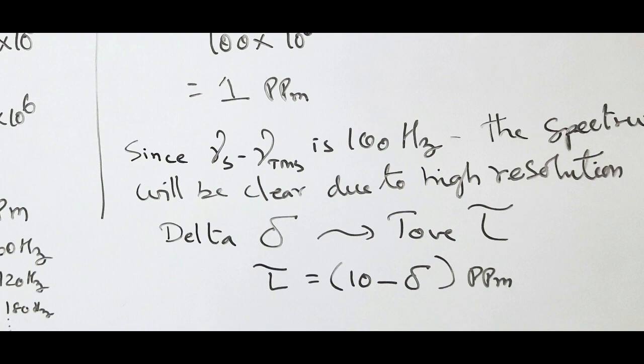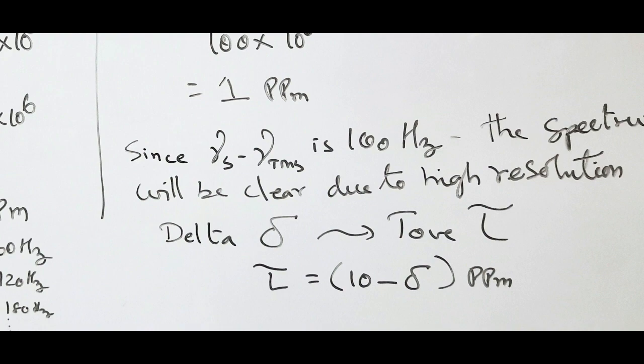The delta value is expressed in parts per million. Some of the authors prefer another unit also, that is called tau. In some of the books, that unit is referred to. Both are the same. Tau and delta are related by this equation: tau is equal to 10 minus delta. It has to be subtracted from 10.